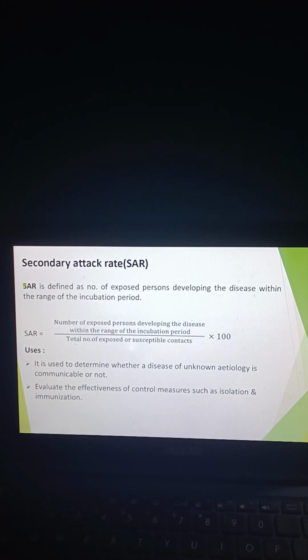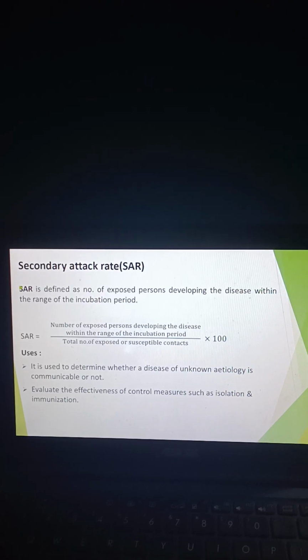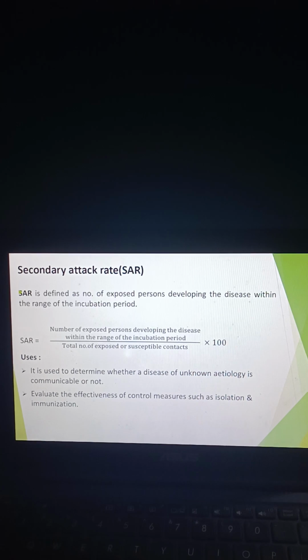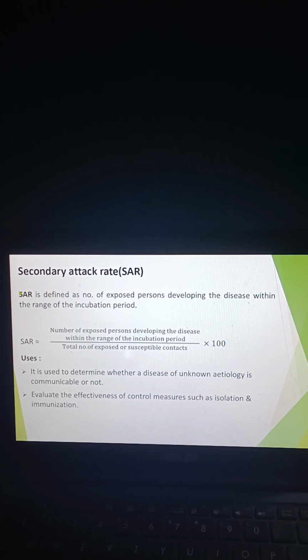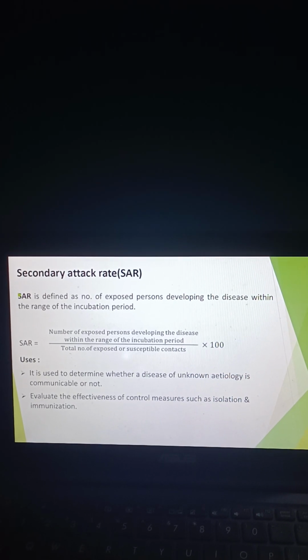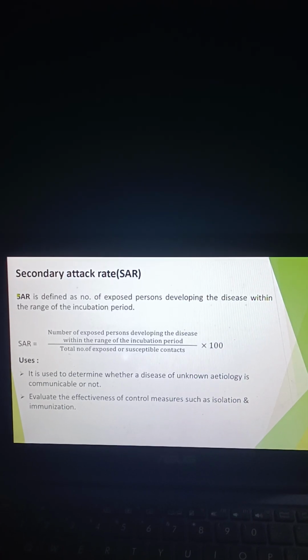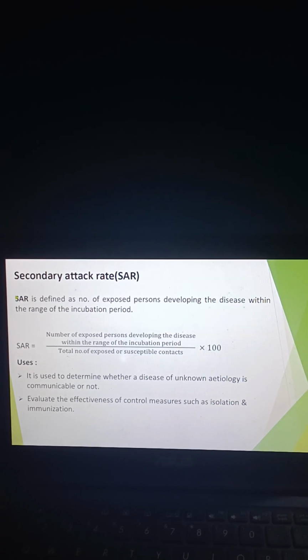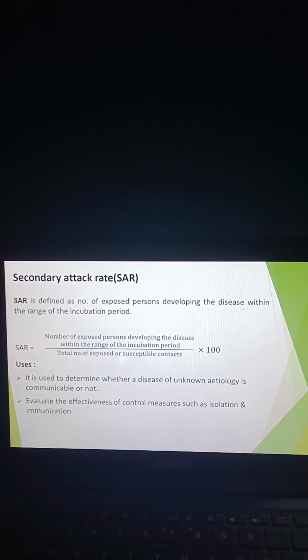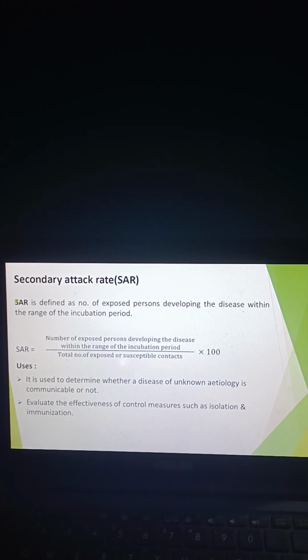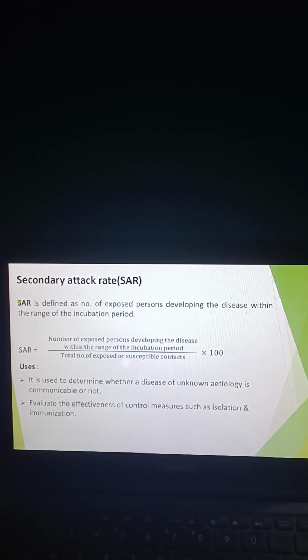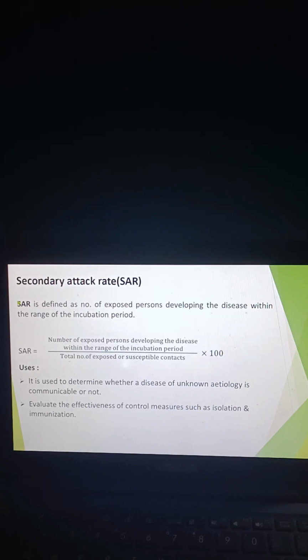Then what is secondary attack rate, SAR? Secondary attack rate is defined as the number of exposed persons developing the disease within the range of the incubation period. SAR is equal to the number of exposed persons developing the disease within the range of the incubation period divided by the total number of exposed or susceptible contacts, times 100. What are the uses of secondary attack rate? It is used to determine whether a disease of unknown etiology is communicable or not, and it evaluates the effectiveness of control measures such as isolation and immunization.